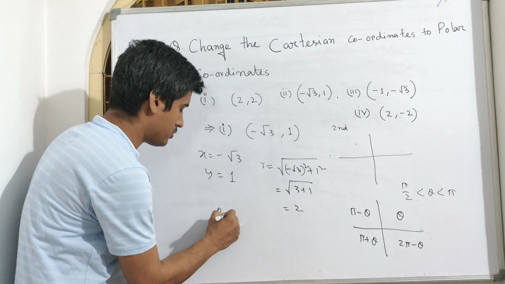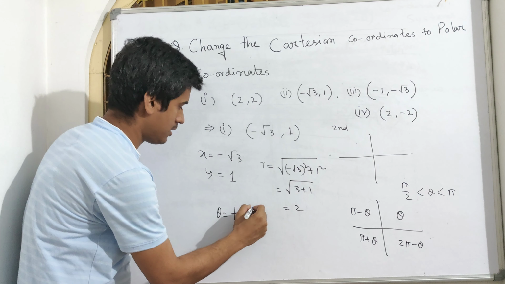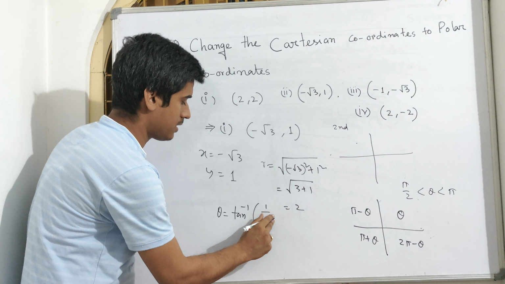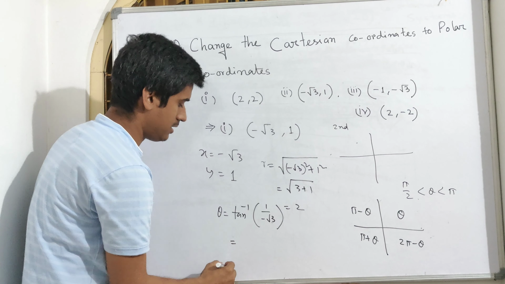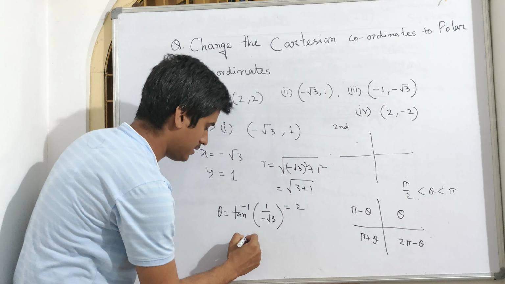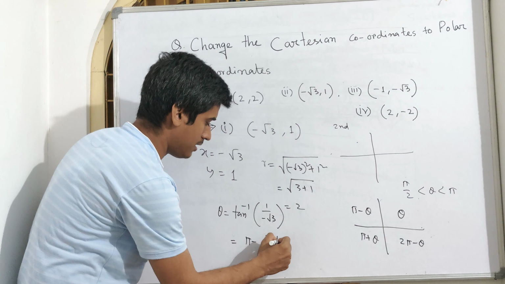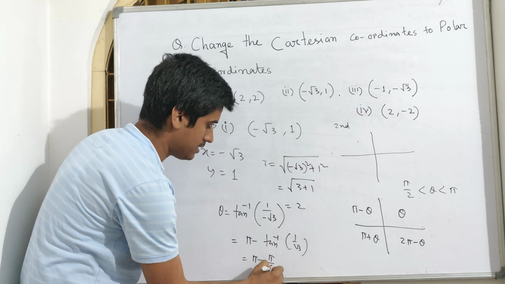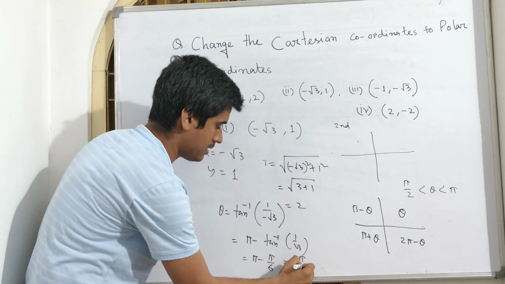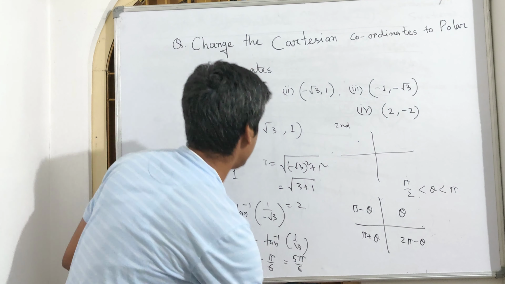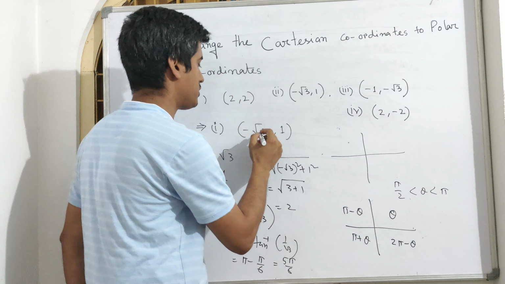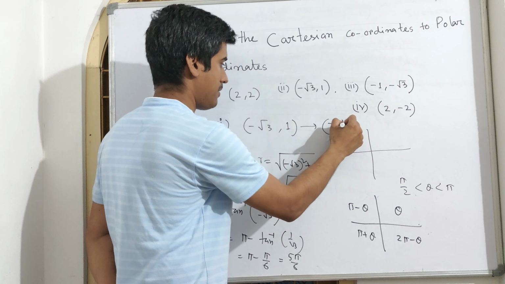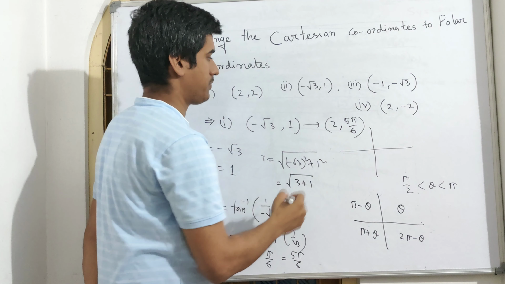So here theta equals tan inverse 1 by minus root 3. It is in the second quadrant, so pi minus theta, that is pi minus tan inverse 1 by root 3. That is pi minus pi by 6, that is 5 pi by 6. So the polar coordinate of the given point (minus root 3, 1) is (2, 5 pi by 6).